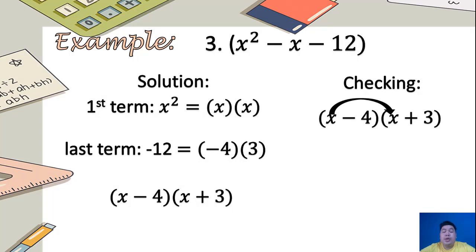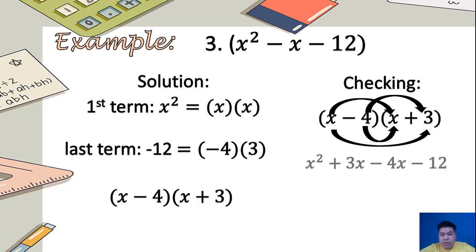X multiplied by x, we have x squared. Negative 4 multiplied by 3, we have negative 12. X multiplied by 3, we have 3x. And negative 4 multiplied by x, we have negative 4x. So here it is, x squared plus 3x minus 4x minus 12. Then we need to combine the like terms. We have 3x minus 4x. So here it is, x squared minus x minus 12. So for the factor of x squared minus x minus 12, we have the binomials x minus 4 and x plus 3.